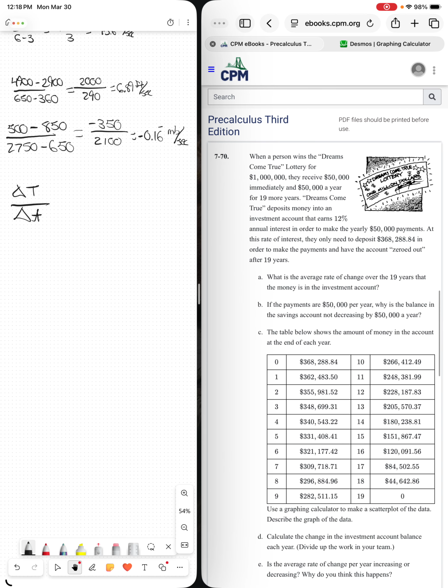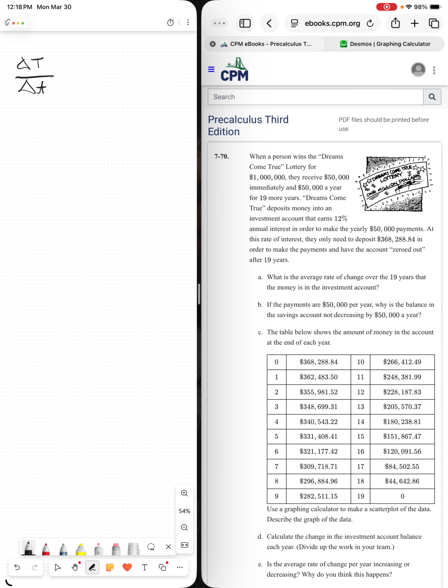Okay, looking at 70. When a person wins the Dreams Comes True lottery of $1 million, they receive 50,000 immediately and 50,000 for 19 years. Okay, Dreams Come True deposits money into an account earning 12% annual interest, and in order to make the 50,000 yearly payments at this rate, they only need to deposit $368,000, right, to be zeroed out. What's the average rate of change over the 19 years?